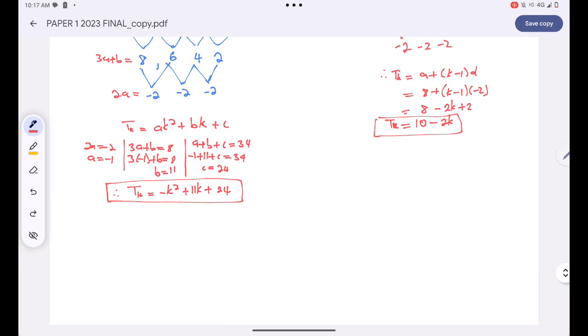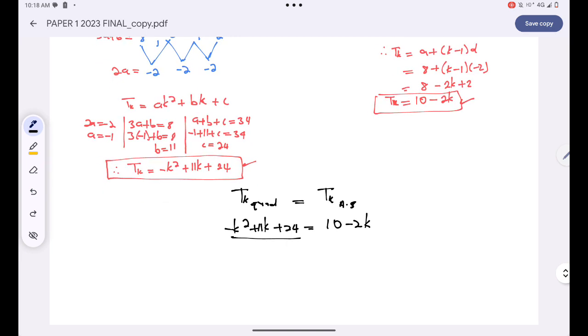So they want us to find the value of k whereby the term in the quadratic sequence will be equal to the term in the first difference. All I have to do is say Tk, the general term of the quadratic sequence, is equal to the general term of the arithmetic sequence. I'll end up having negative k squared plus 11k plus 24 equal to 10 minus 2k. All I have to do is solve for k.